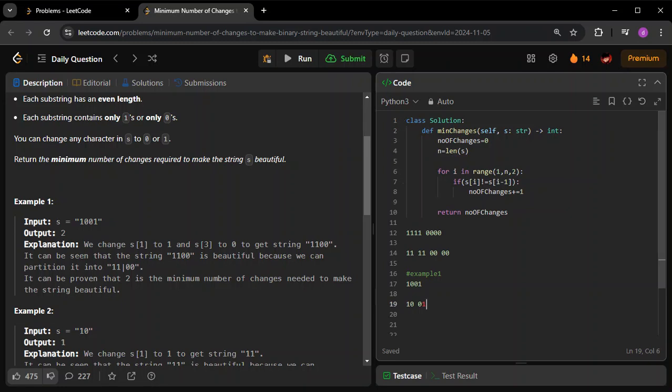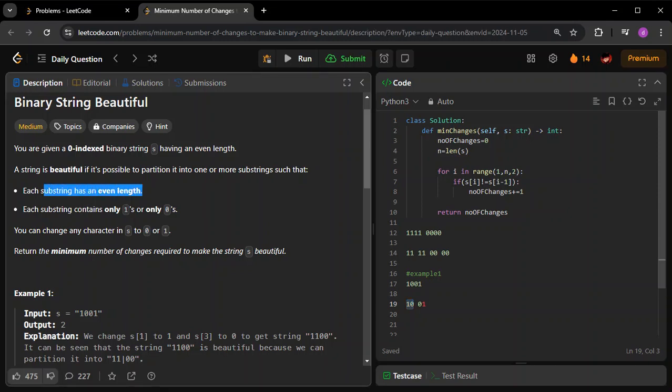You cannot take characters in any order you want. You always have to take two characters at a time, and that will form the substring. In this case, this is the smallest possible substring, which satisfies the property that it has an even length. That is the first property. Other than that, the second property is not satisfied. We have 10 and 01, but the characters are not the same.